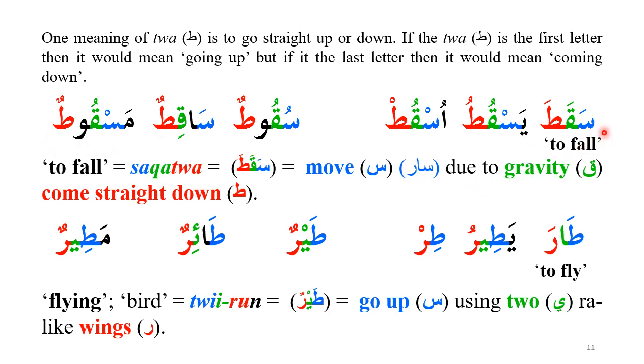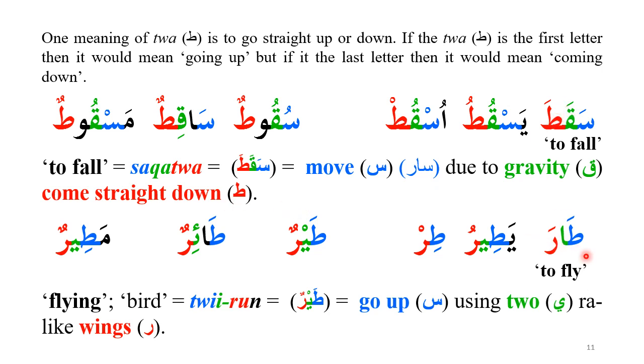And you see here, sin means sara, to move or to go somewhere. And qaf, we already know, means gravity. And ta means to come down straight. So when you fall due to the forces of gravity. And sin would mean a place parallel to earth, and this gravity is shown by the qaf, and the ta is coming straight down. So see, it becomes very easy to understand the meaning of saqata. Saqata means to fall, because sin means move, sara, and due to gravity you come straight down.